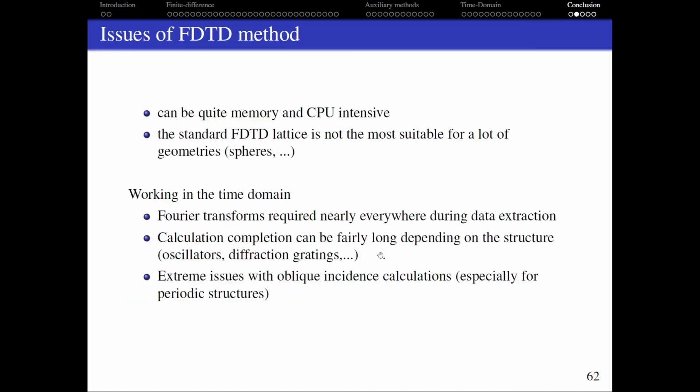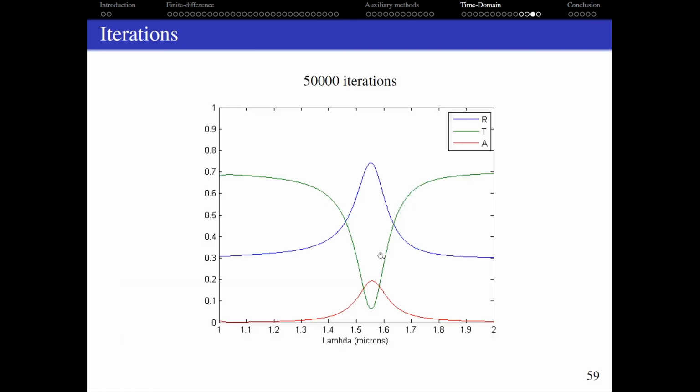A very big problem is that you can't really predict sometimes how long it's going to take. So, for instance, in this case, we had a resonator, and this resonator was resonating for quite a long time, and you can have the case where the resonator is so good that it resonates for a very long time, and you basically have to wait until it stops resonating.